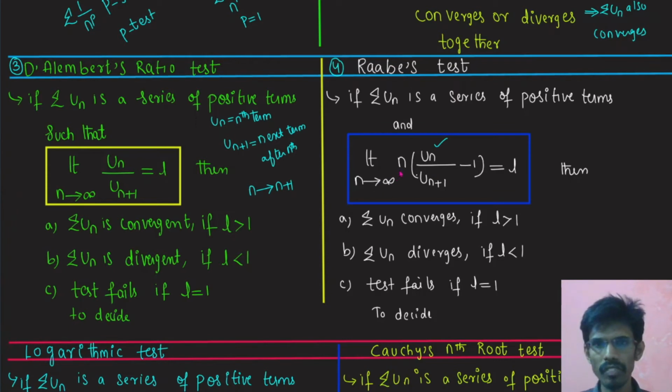Limit n tends to infinity, n into (un by un plus 1 minus 1), equal to L. After applying the limit, if we get L, a finite number, then un converges if L is greater than 1 and diverges if L is less than 1. The test will fail to decide convergence or divergence if L is 1. First apply D'Alembert's test. If it is unable to say anything, then go for Raabe's test.